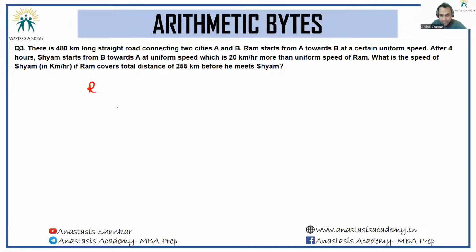Let me work. Let speed of Ram be x. So speed of Shyam will be x plus 20, and time for which Ram has ridden. Let the time for which Shyam has ridden be y. So time for which Ram would have ridden would be y plus 4, because after 4 hours of Ram starting, Shyam started. Okay. Now what all do we have?